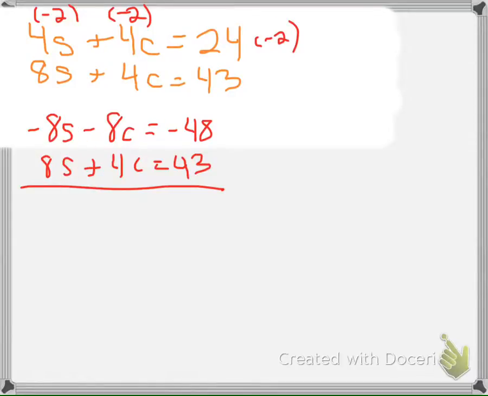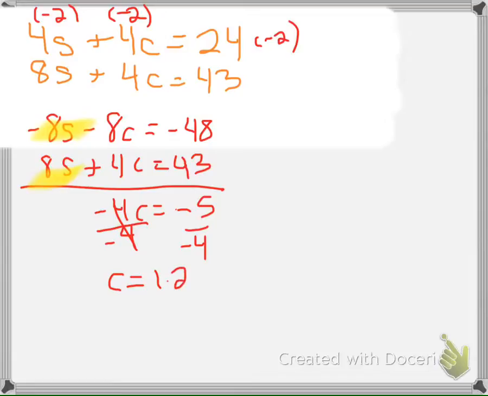-8 plus 8 cancels out, so those go away. It makes 0. -8 plus 4 is -4c. -48 plus 43 is -5. And then I divide by -4 on both sides. And I get C, a bag of chips costs $1.25.